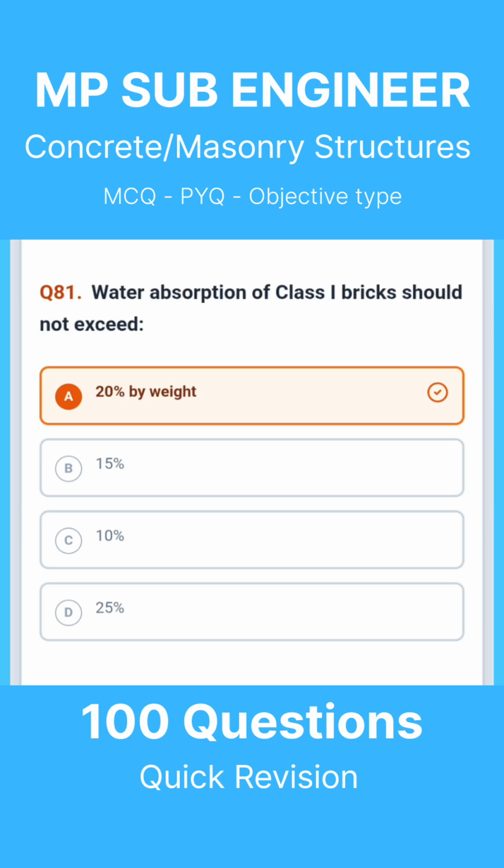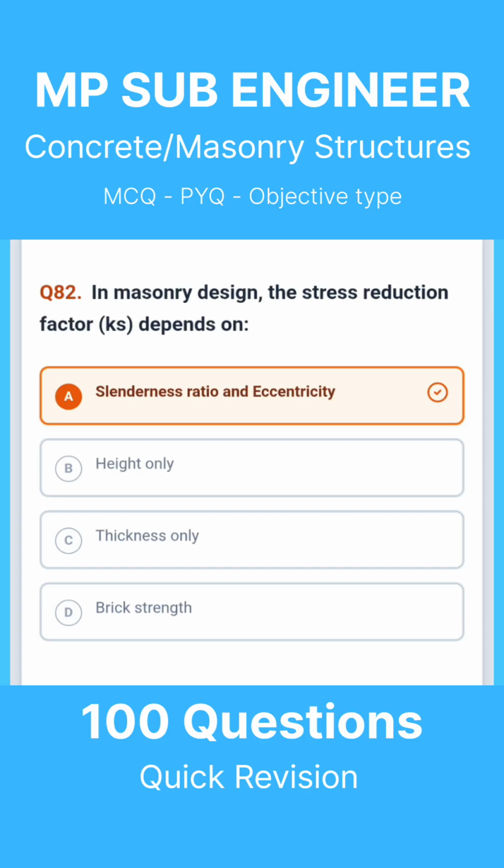Question 81. Water absorption of Class 1 bricks should not exceed. The correct answer is 20% by weight. Question 82. In masonry design, the stress reduction factor Ks depends on. The correct answer is slenderness ratio and eccentricity.